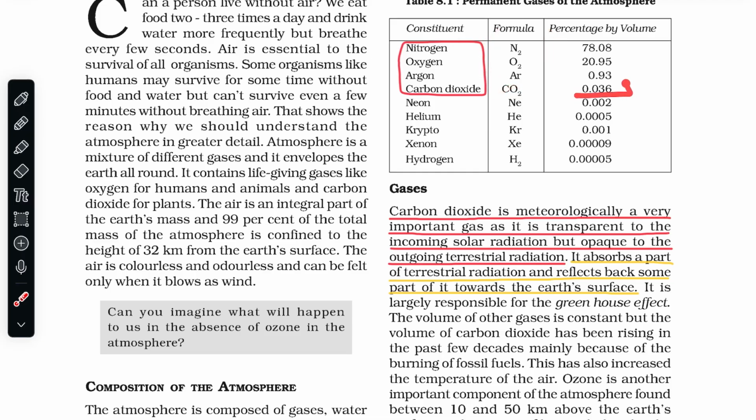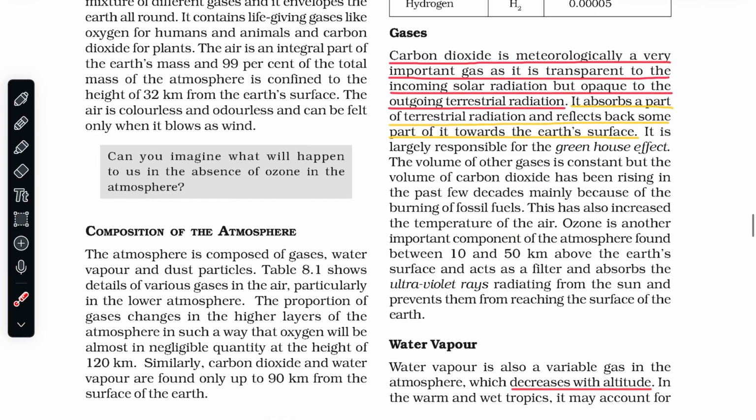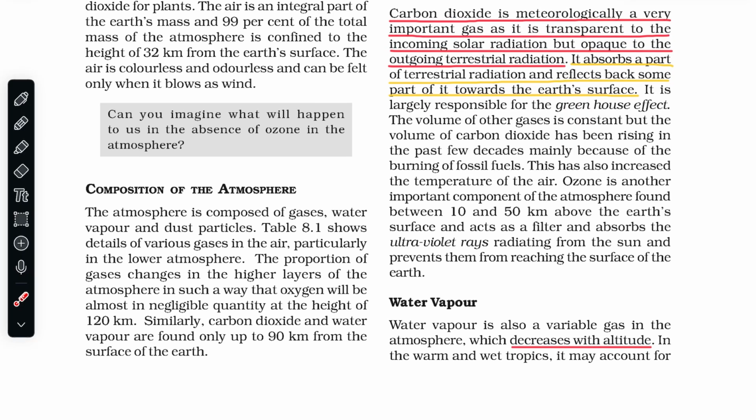So you can see carbon dioxide is just 0.036%, but because of the greenhouse effects, the levels of the carbon dioxide in the atmosphere keeps on increasing. So atmosphere is composed of gases, water vapors, and dust particles. The proportion of gas changes in the higher layers of the atmosphere in such a way that the oxygen will be almost in negligible quantity at the height of 120 kilometers. Similarly, carbon dioxide and water vapors are found only up to 90 kilometers from the surface of the Earth.